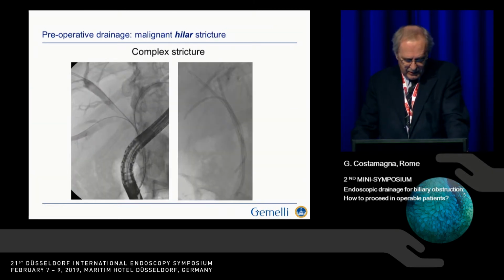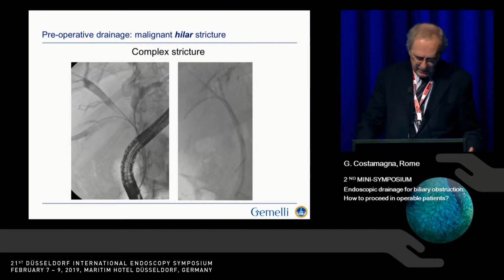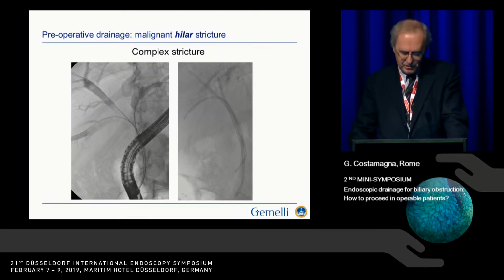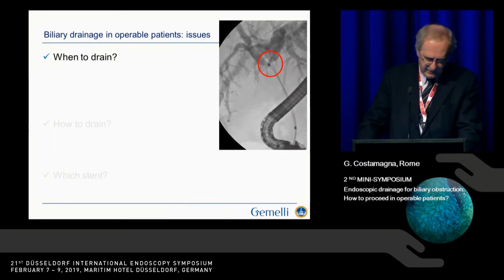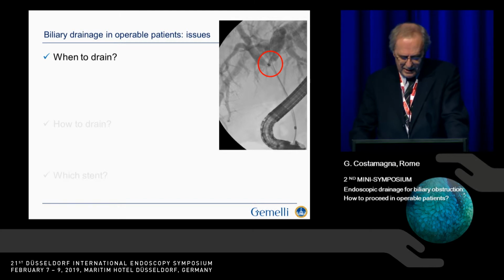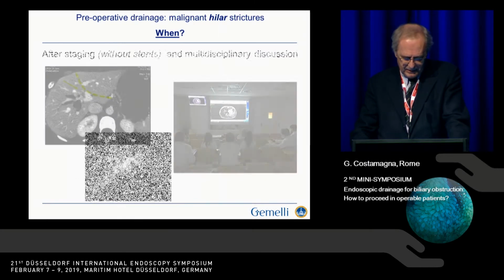Now let's have a look at hilar strictures. Ideally, a hilar stricture, even if very complex like this one, a type 3, should be drained completely to avoid the septic complications, in this case with free plastic stents. It's not always very easy to do.